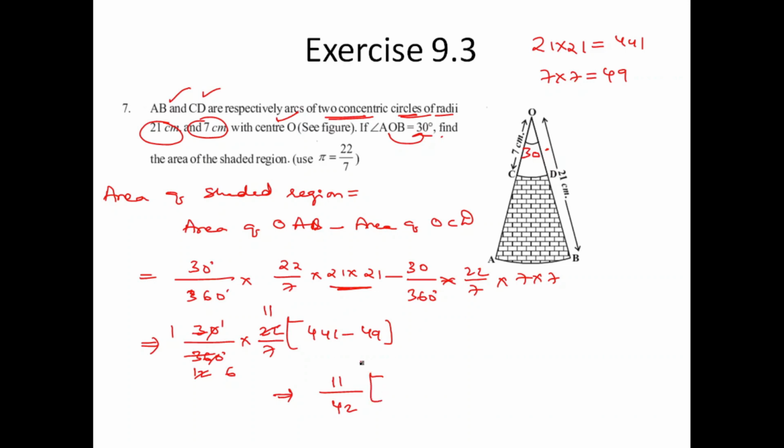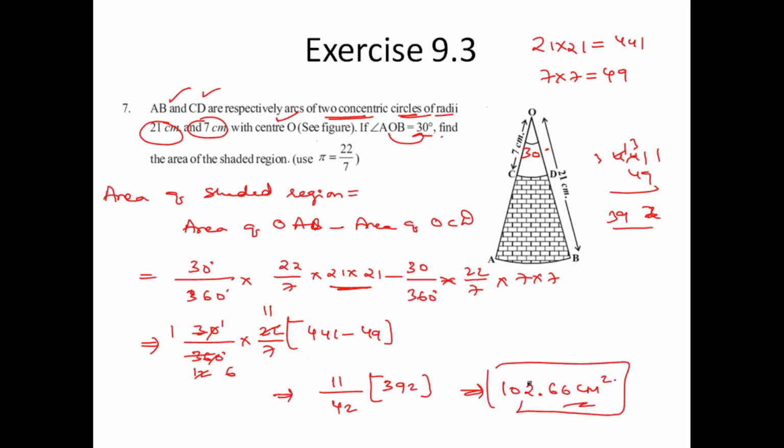Now the subtraction of 441 and 49 gives us, if you're subtracting this one, we are left here with 3, and this is 3 and this is your 9. I hope this is clear. Yeah, I think this is 2, right? Yeah, 2. So this is 392. Okay. Now by solving this one, I would be getting 0.66 centimeter square, which is your area of the shaded region. If you want me to solve this, I can do it like this, right?